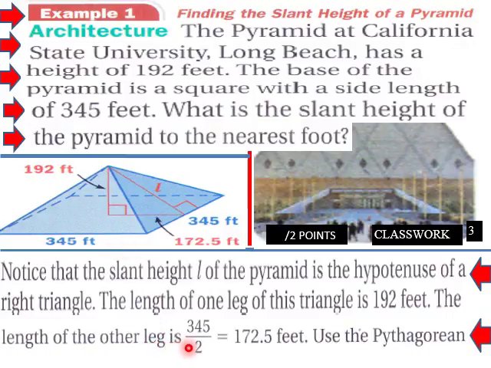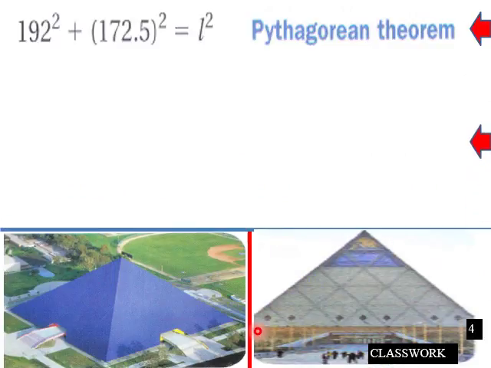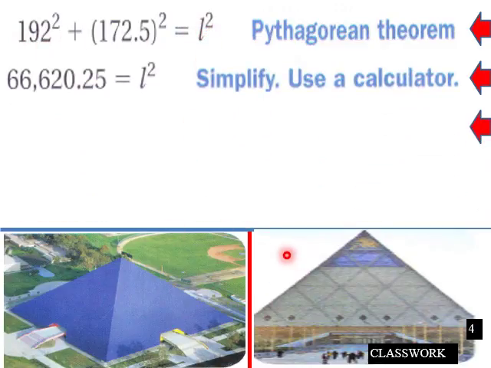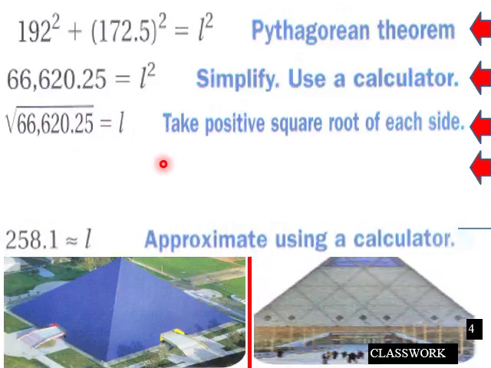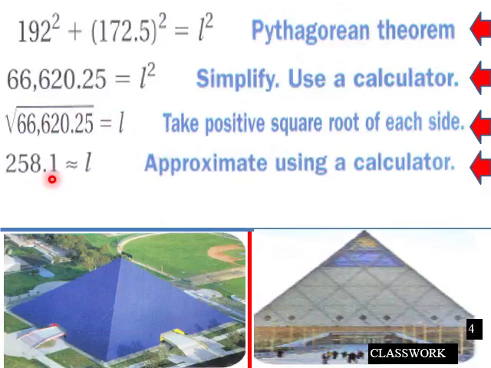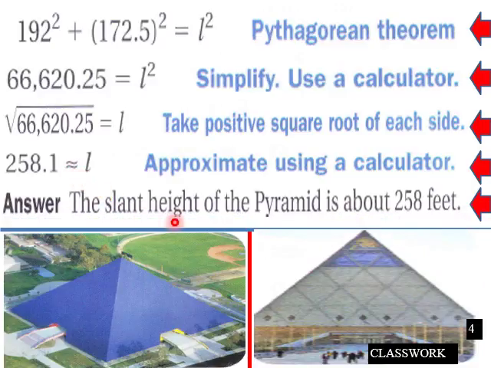So the length of the outer leg is 345 over 2, which is 172.5. So this is 172.5. Use the Pythagorean theorem to solve this. To find the L here, L squared, we add up our other two sides. We come up with this number here. We take the square root of that, which equals our L, and we come up with 258.1, which is our slant height of the pyramid, about 258 feet using the Pythagorean theorem.